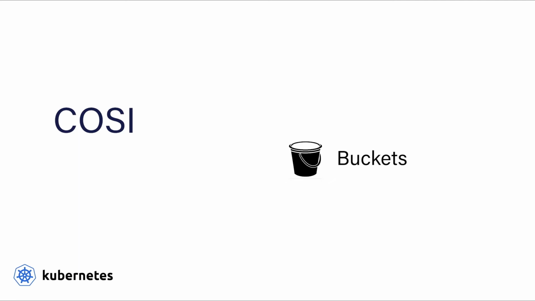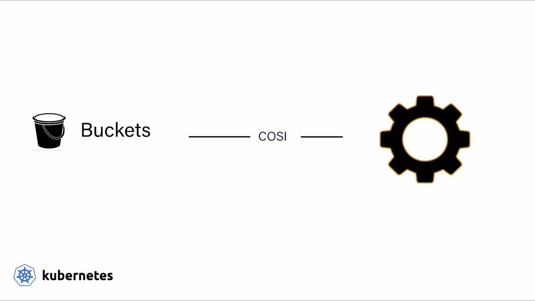In order to achieve this, COSI has two separate APIs. One is vendor facing. This COSI API provides a common set of primitives for all vendors to integrate with Kubernetes. The other is application facing. This provides a common methodology for all applications to request object storage from Kubernetes. In the second half of the presentation, Krish will go over these APIs in more detail.